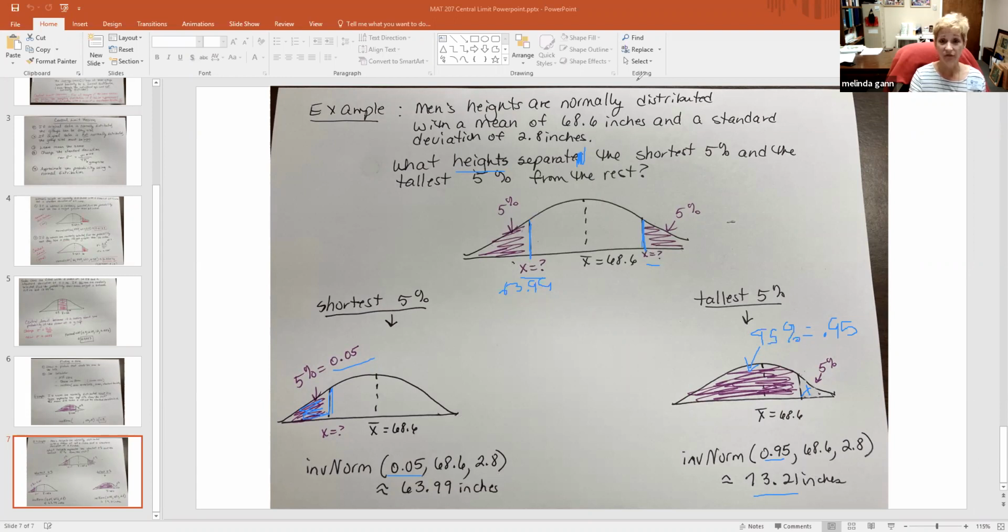So when you're wanting to find a value, you're going to use this inverse norm. And you have to have the area shaded to the left because that's what the calculator wants. Okay, so that's all we've got.